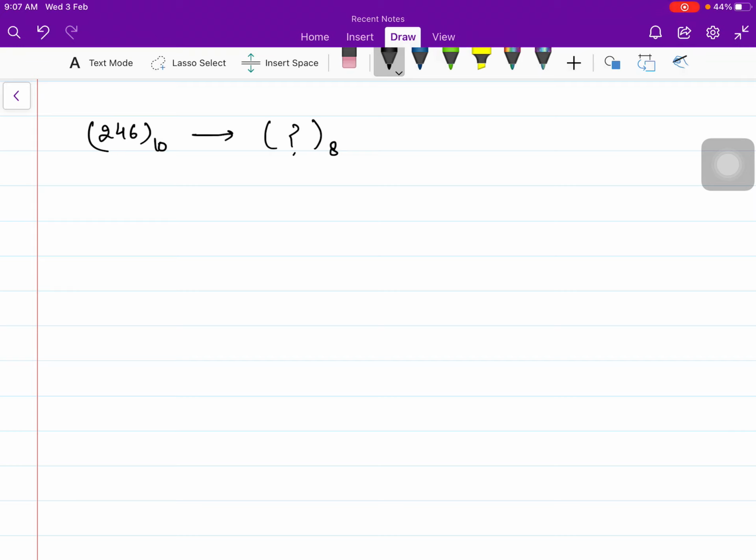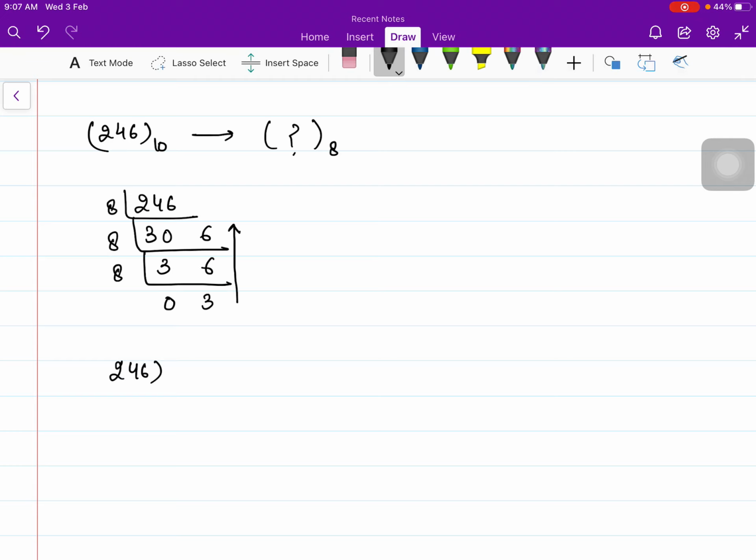That means you were dividing the number by 2, but here the new base is 8. So you have to divide this number by 8. So 246 divided by 8: 8 3s are 24, remainder 6. 8 3s are 24 again, remainder 6, and now 3 has become less than 8. So quotient is 0. Stop the division here and remainder is 3. Take the answer from bottom to top and your answer is 366. So this is how we finally write our answer.